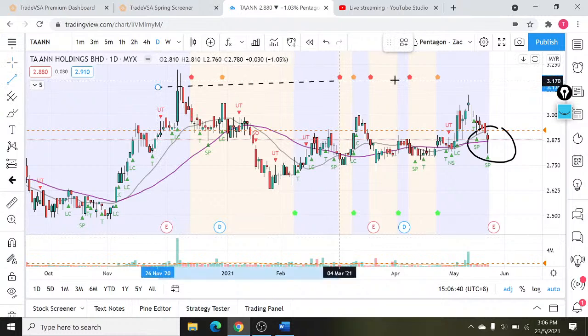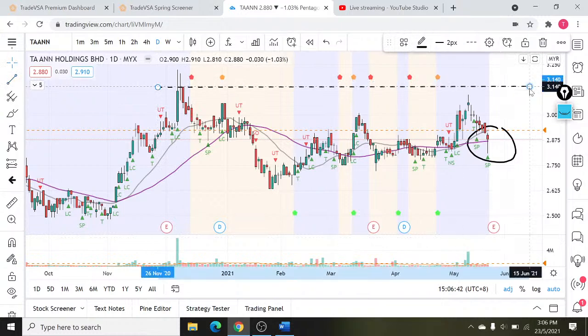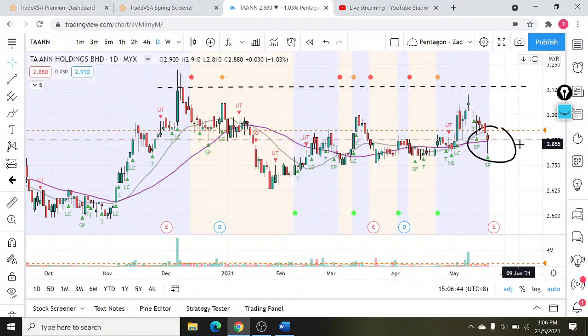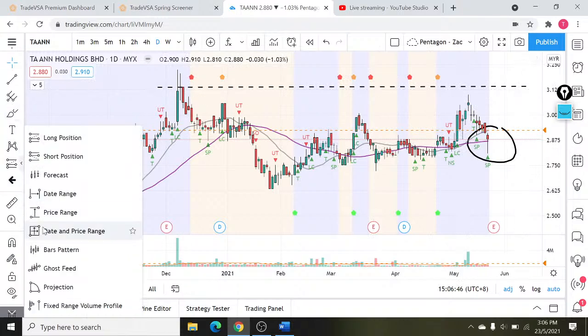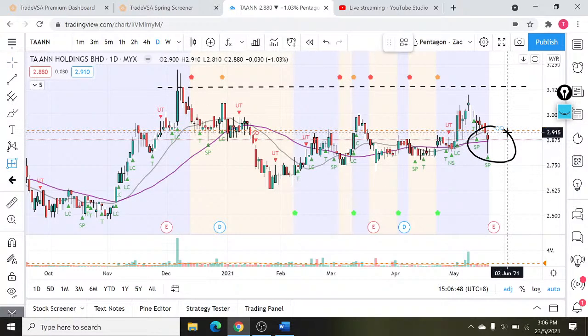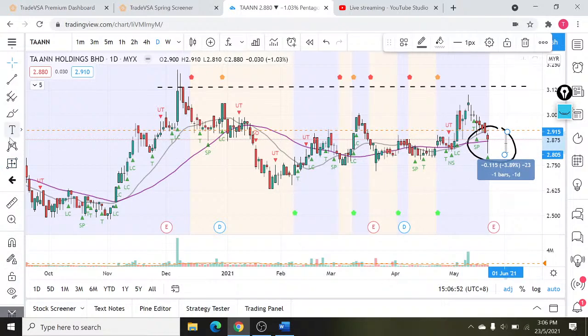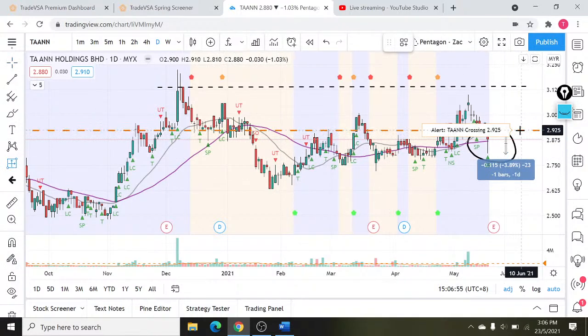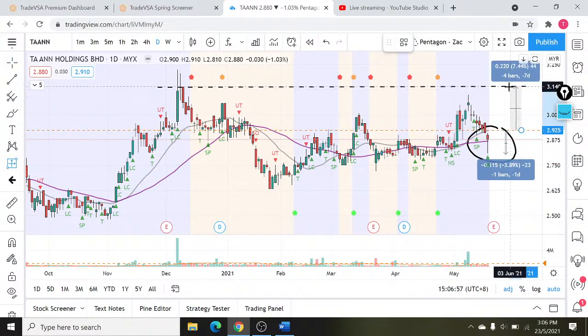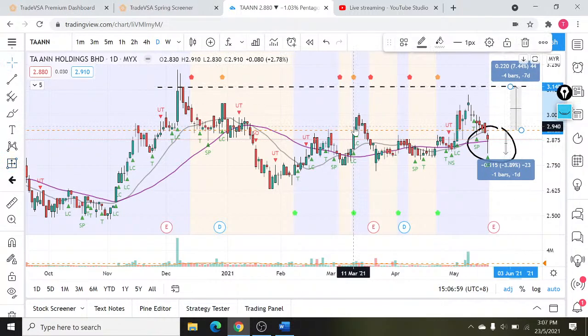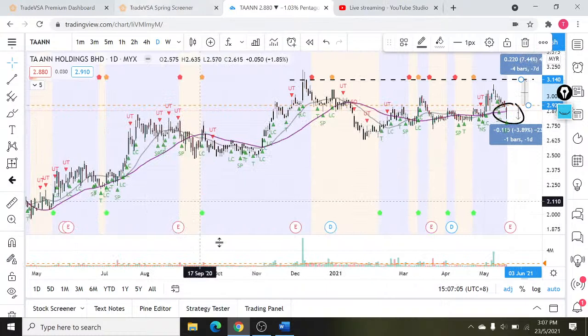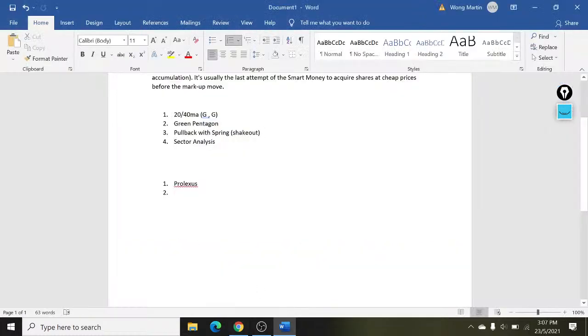Okay, here is your resistance, probably you want to take notes. In terms of risk to reward, I think it's pretty okay. 4% if I take the low of the spring, but this one must expect a breakout, because if it's resistance only, I don't think it will give you a very nice risk to reward. It's only like 7% against 4%. So I think Tan can monitor.